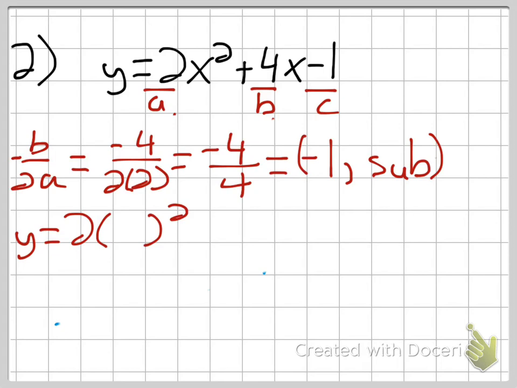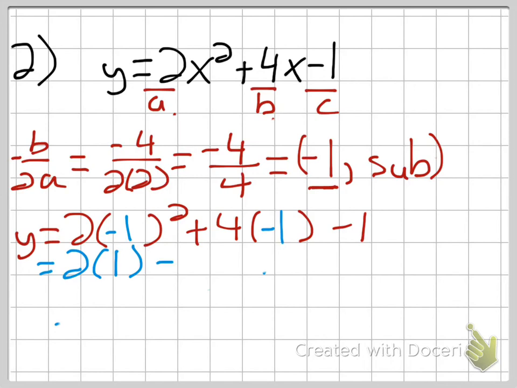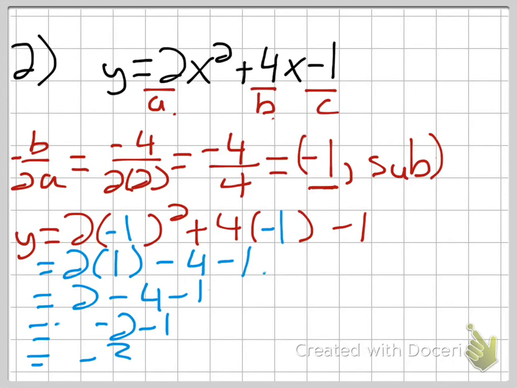So now what gets substituted in there? The negative 1 is going to get substituted in there. Negative 1, negative 1. Now let's take our time. 2 times negative 1 times negative 1 is 1. 4 times negative 1 is negative 4. And minus 1. So 2 minus 4 minus 1. I get negative 2 minus 1. Finally, I get negative 3.